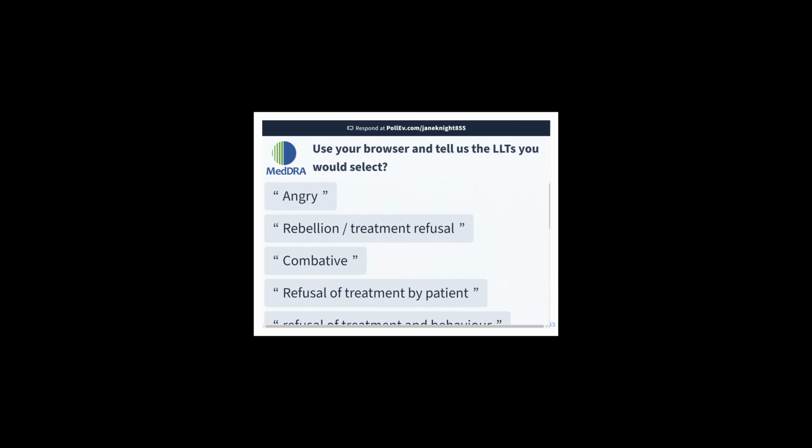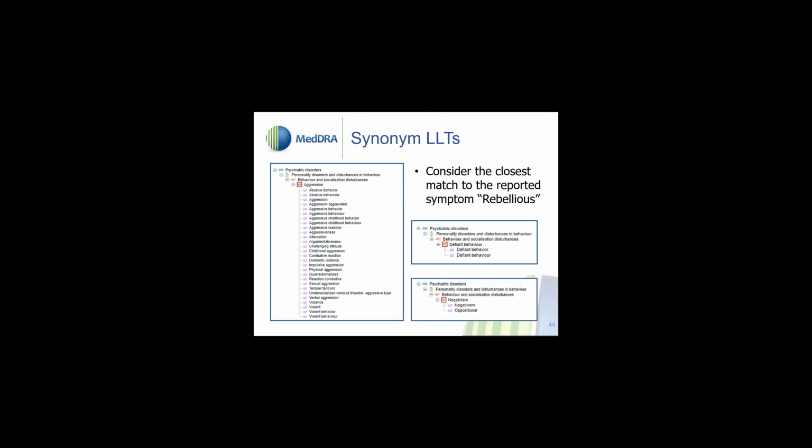Angry. So we have different opinions here. Now let us check what we can find in MedDRA.